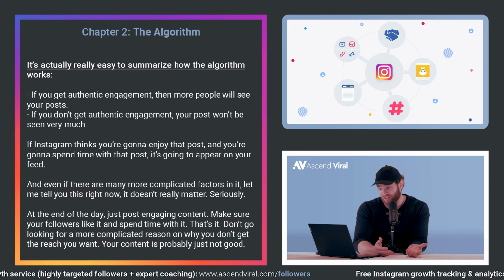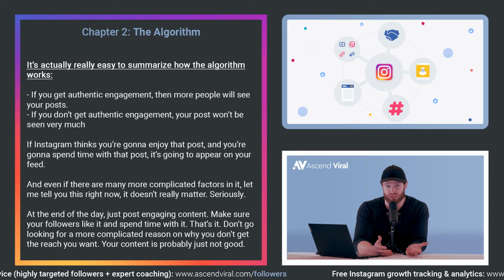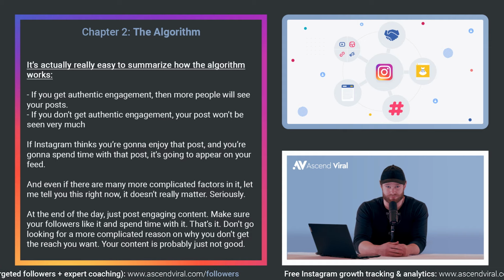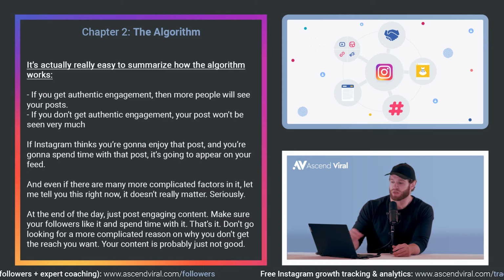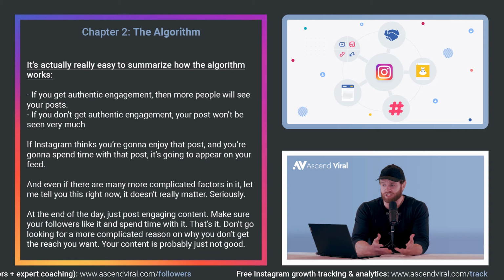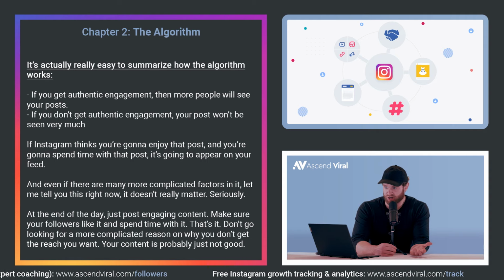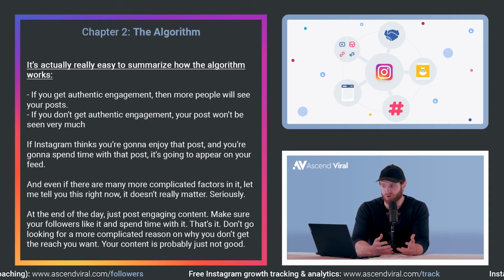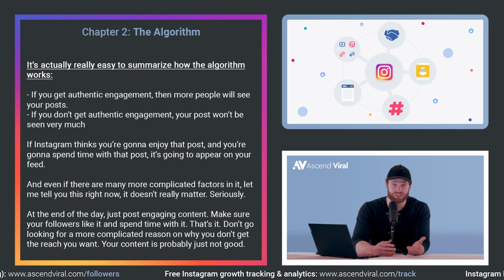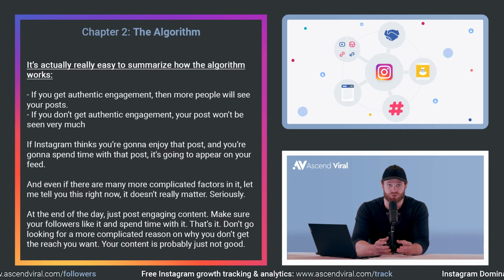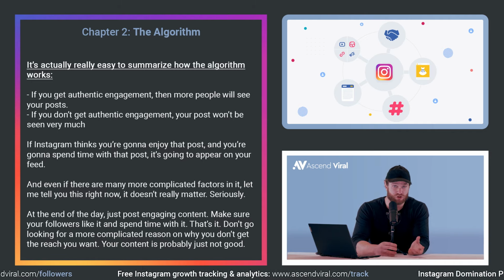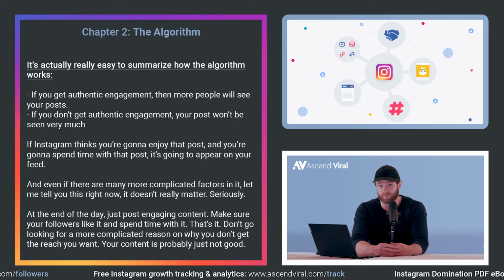And if you don't get authentic engagement, your post really won't be seen very much. Good night, everyone. That's how the algorithm works. I'm kidding. But that's really all that matters. If Instagram thinks you're going to enjoy the post and you're going to spend time with the post, it's going to appear on your feed. And how is that determined? By your history with the person posting it and with your interests you've shown on Instagram.